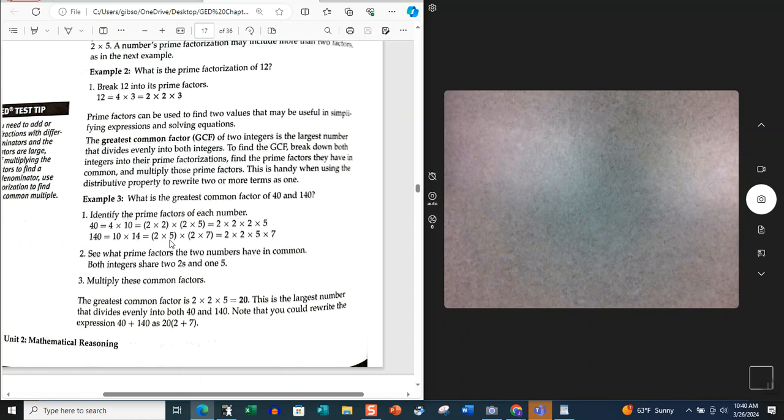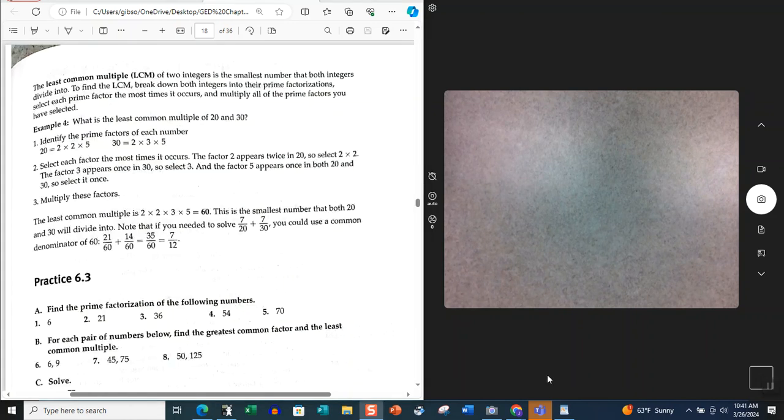Now we break 10 up to 2 and 5 and 14 to 2 and 7. And these are the prime factors as well. It says, see what prime factors the two numbers have in common. Both integers share 2 2s and 1 5. Multiply these common factors, that gives you 20. This is the largest number that divides evenly into both 40 and 140. Note that you can rewrite the expression 40 plus 140 as 20 times the parenthesis 2 plus 7.